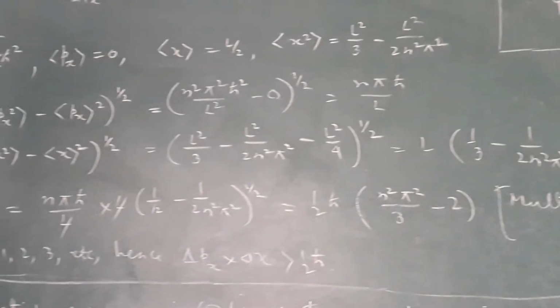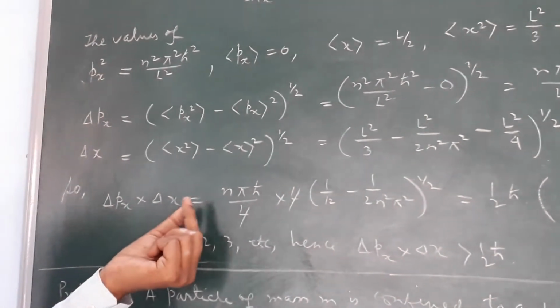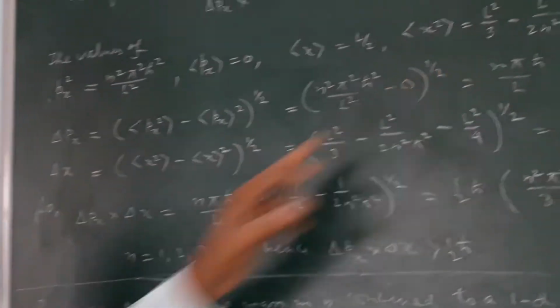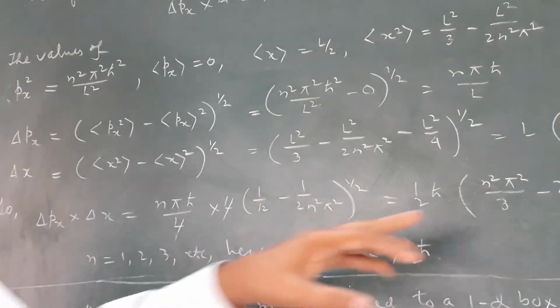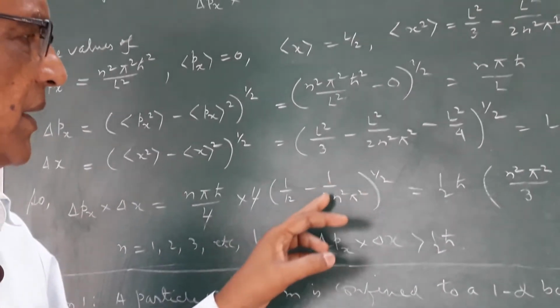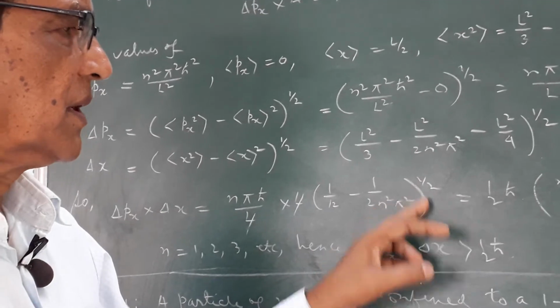So this delta Px into delta x equals this value, n pi h cross by L, and this value L into, within the bracket, 1 by 12 minus 1 by 2 n square pi square, to the power half.